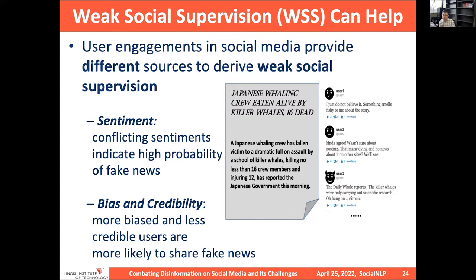In addition to that, users usually have different degrees of bias and credibility. And social studies have indicated that more biased and less credible users are more likely to indicate this piece of news is fake. Essentially we try to leverage all of these different kinds of signals. Oftentimes these signals are weak, not 100% reliable, but sometimes they are useful, right? So we try to leverage all these signals together and train a fake news classifier, okay?